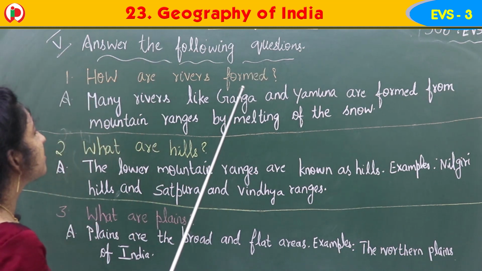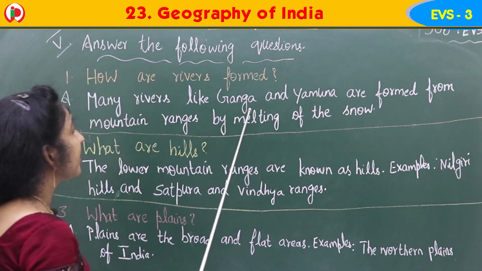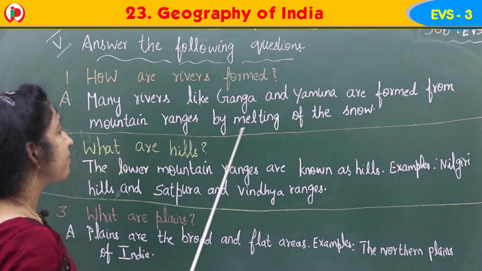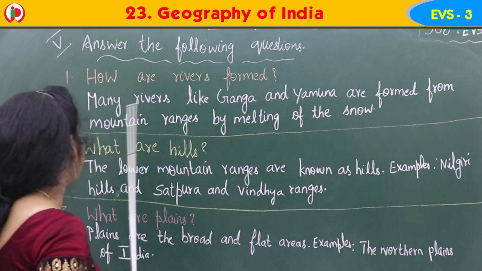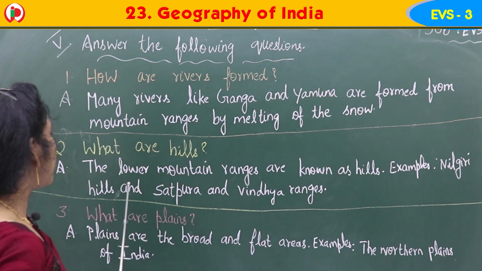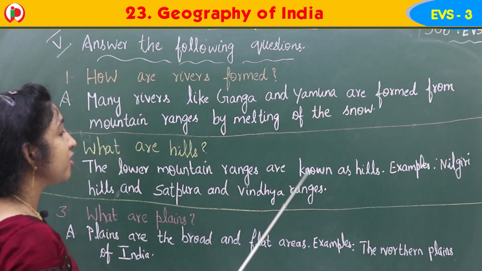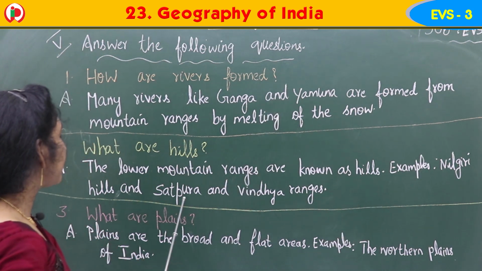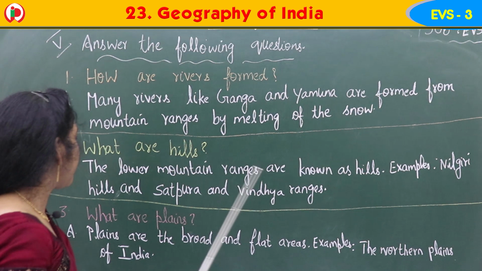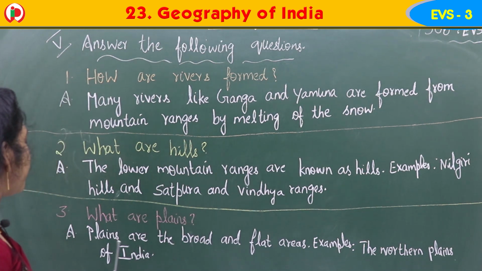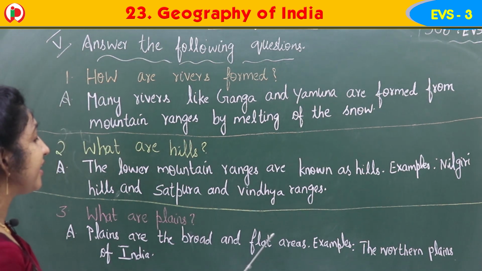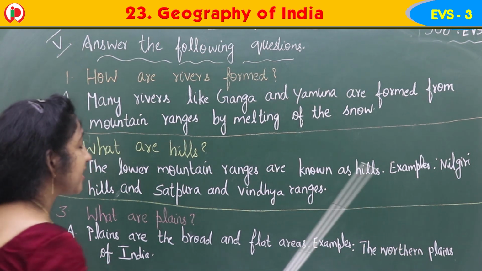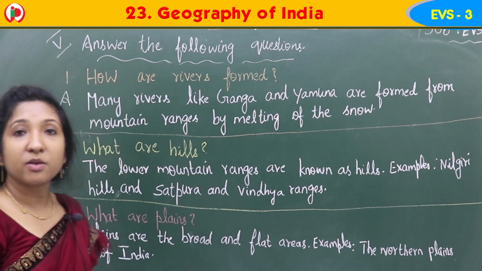Yes, how are rivers formed? Many rivers like Ganga and Yamuna are formed from mountain ranges by melting of the snow. Second, what are hills? The lower mountain ranges are known as hills. Examples, Nilgiri Hills and Satpura and Vindhya ranges. Third, what are plains? Plains are the broad and flat areas. Examples, the northern plains of India. Okay.